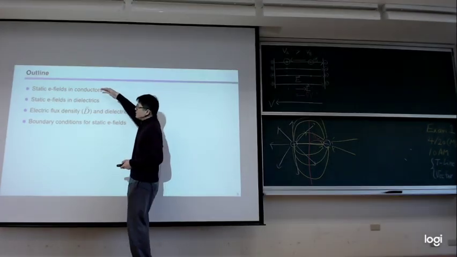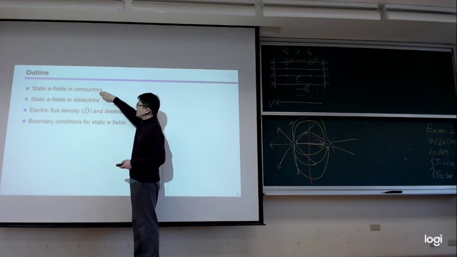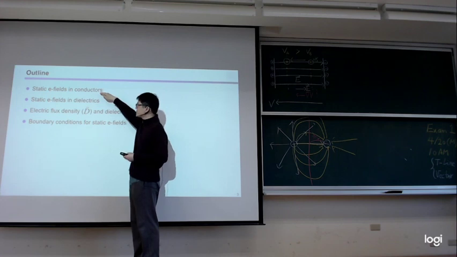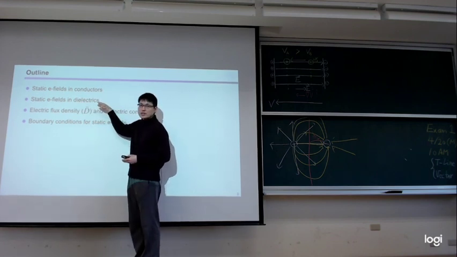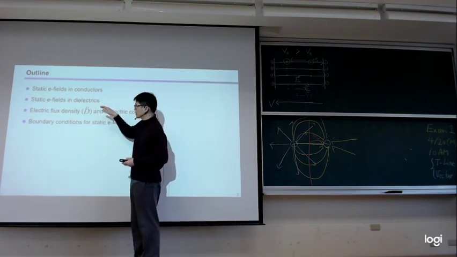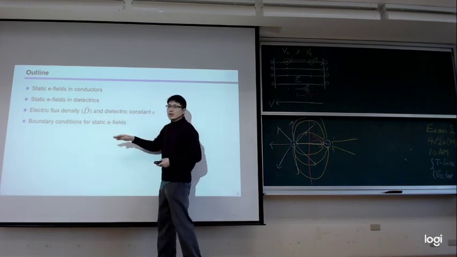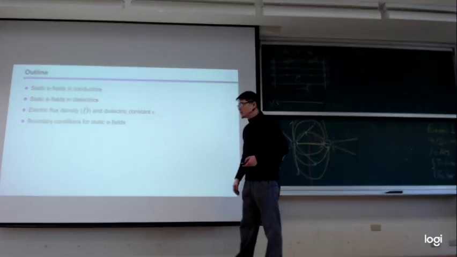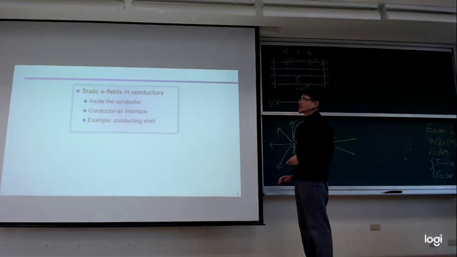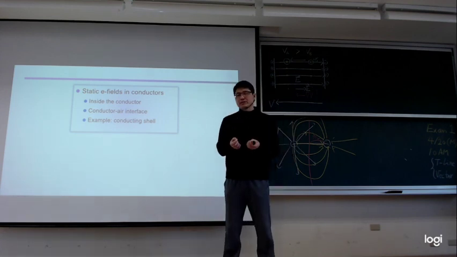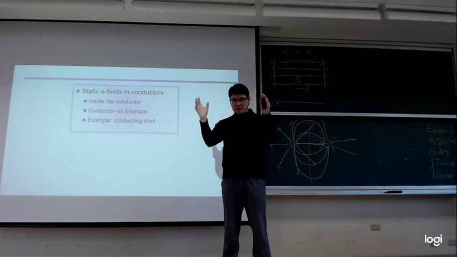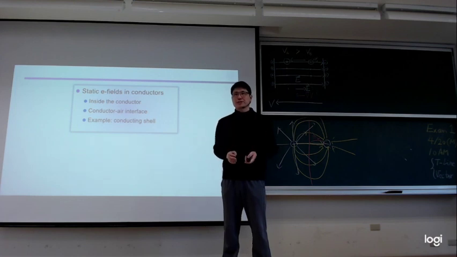So what I plan to do, at least for today, is talk about static E fields in conductors. And on Wednesday, we can talk about the static E fields in insulators. Insulators are also called dielectrics. So for these two, I'm going to leave them until maybe next week. All right, so we are going to talk about static electric fields in metallic materials, conductors.